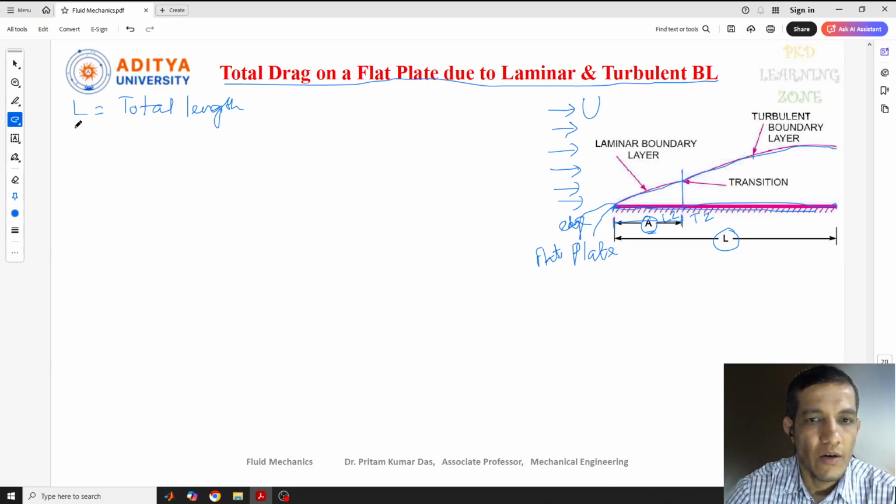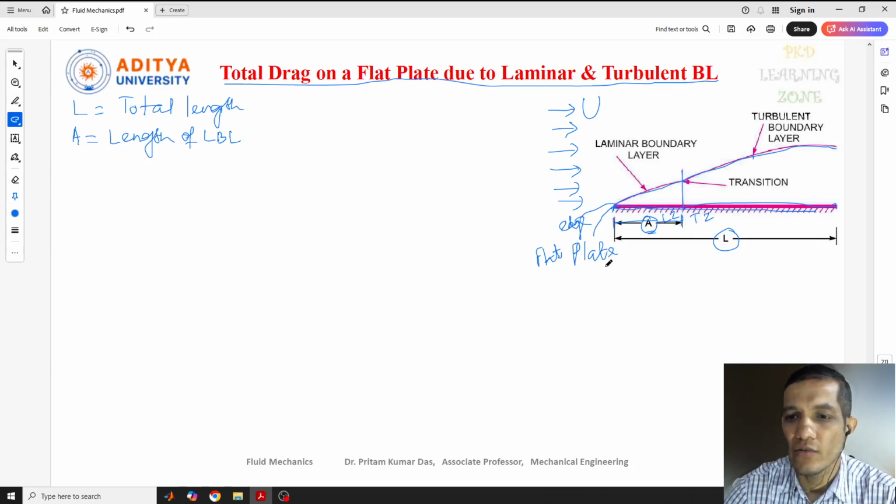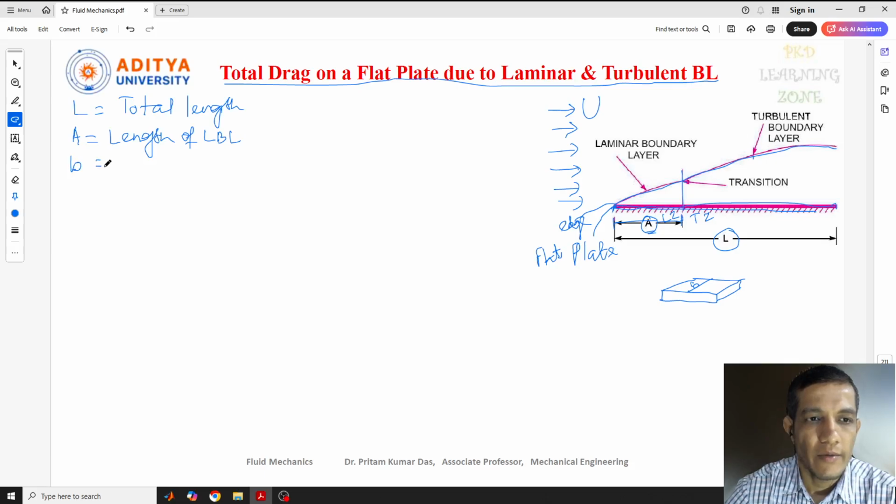Similarly, we need to consider this is A. A is nothing but the length of the laminar boundary layer. And since this is a plate, obviously it will also have a width, like if you draw any kind of plate, it will have a width like this. So I can consider this as a width of B. Let me write B is the width of a plate.